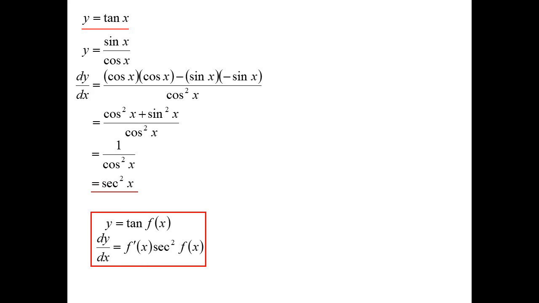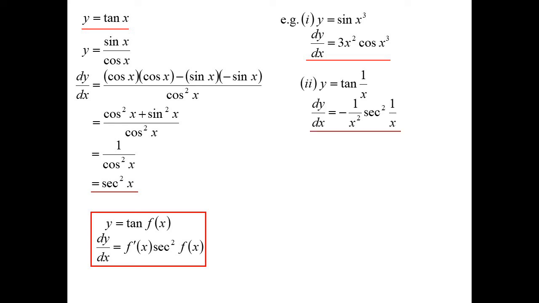Okay, let's do some examples then. So sine of x cubed, differentiate the x cubed, 3x squared, the sine goes to cosine, the angle doesn't change. So 3x squared, the cosine of x cubed. Tan of 1 on x, all right? Differentiate the angle, differentiate 1 on x, we get minus 1 on x squared. Tan goes to sec squared, the angle doesn't change. So minus 1 on x squared, sec squared, 1 on x.